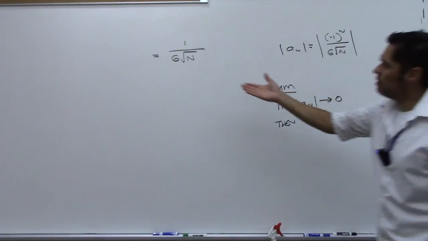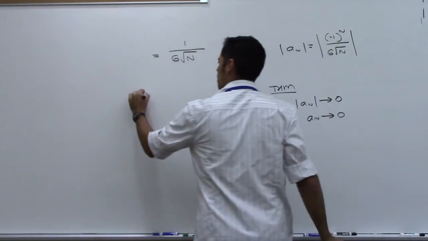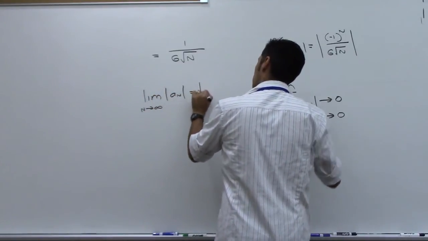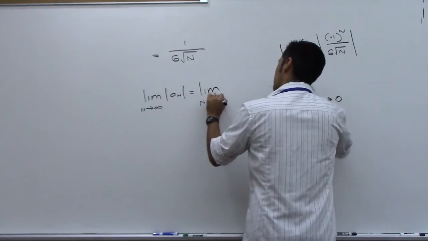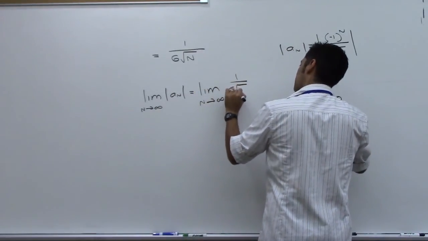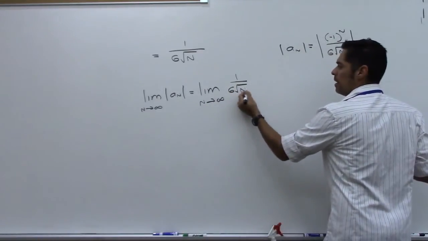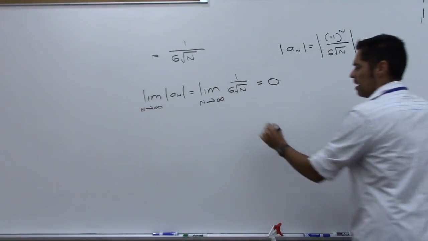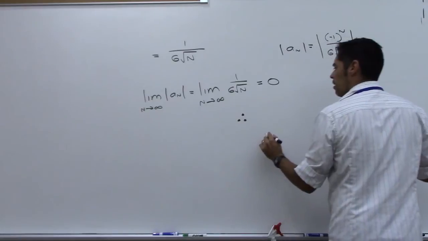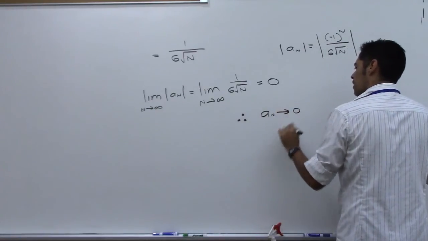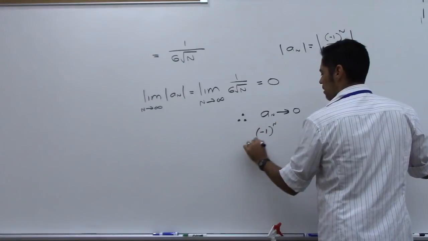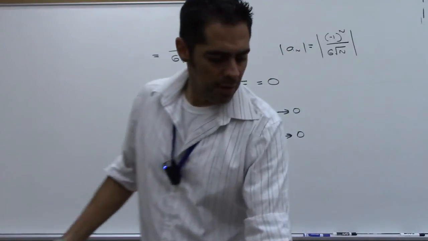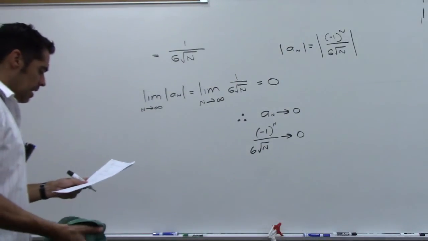So the question is, what's the limit as n goes to infinity of this? The limit as n goes to infinity of the absolute value of a sub n equals the limit as n goes to infinity of 1 over 6 root n. And that's pretty obvious. As n gets big, this whole thing squashes down to 0. So it's 0. And because of the theorem, I can say, therefore, a sub n must go to 0. Or in other words, (negative 1)^n over 6 root n goes to 0. That's using that theorem. So that theorem is really helpful because it allows us to get rid of that alternating part.